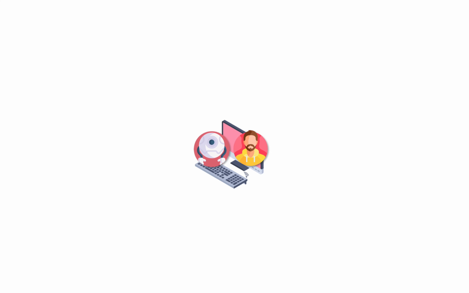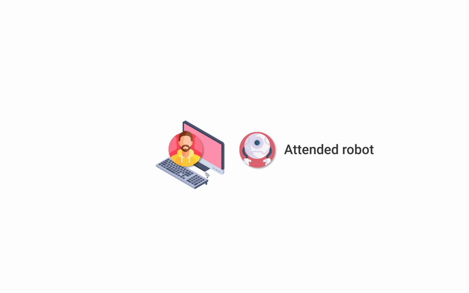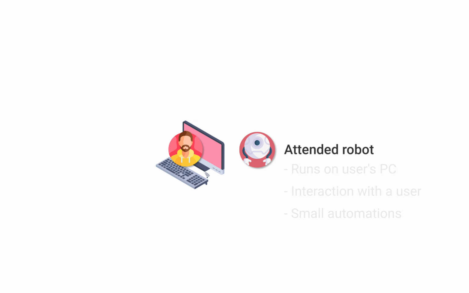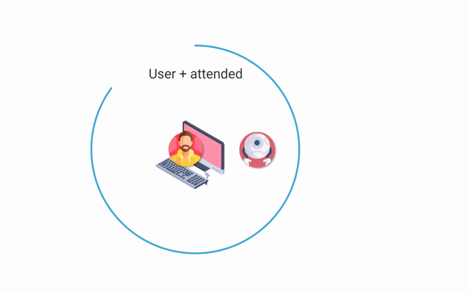The robot can verify with Bob the necessary information in a dialog box and continue or finish its work. Such a robot is called an Attended robot. As it runs on a user's workstation, it can interact with the user and is designed for pinpoint automation tasks. An Attended robot can be started manually or set to run on a schedule in Windows Task Scheduler, but it will only run in a user's active work session.